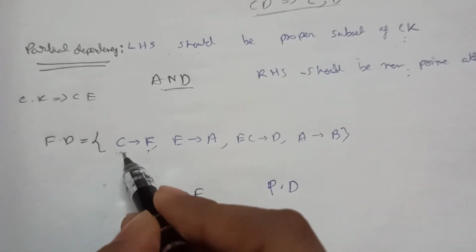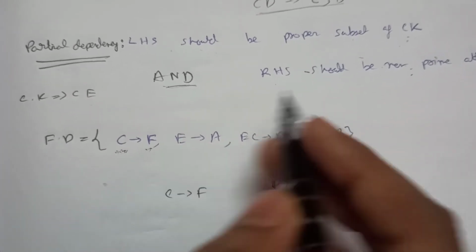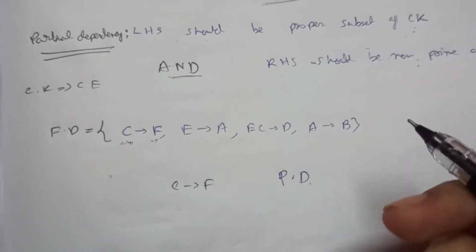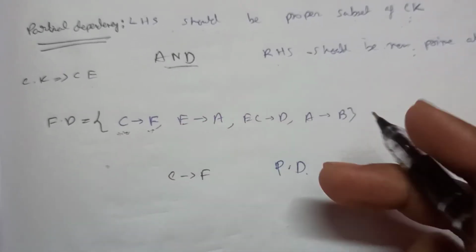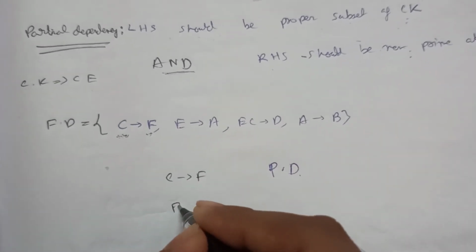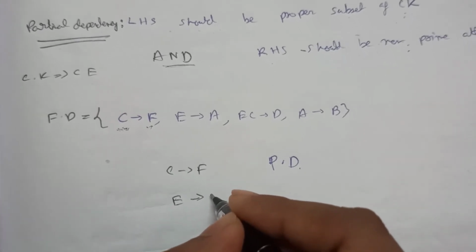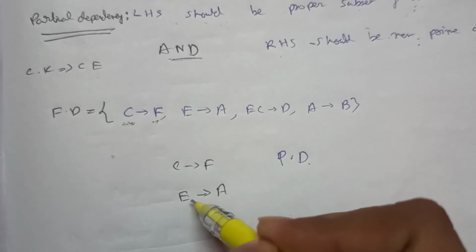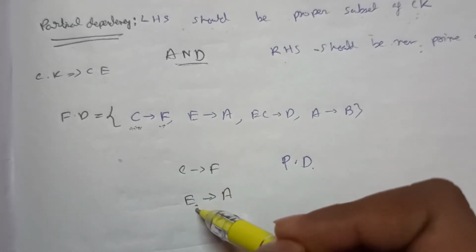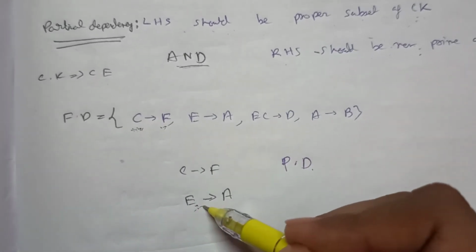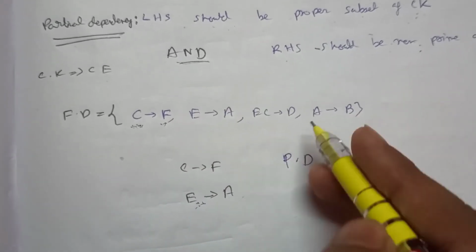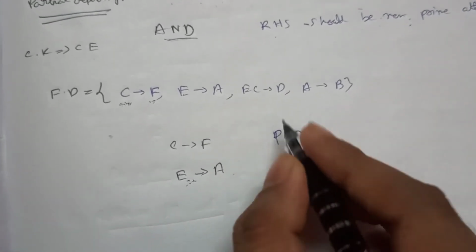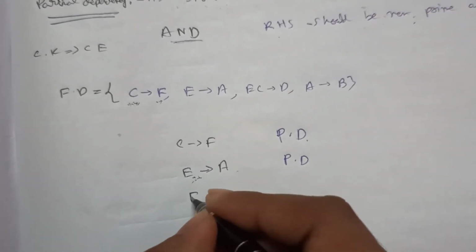Since we have our first functional dependency as a partial dependency, we can say that this whole relation is not in second normal form, but whatever, let's check for the others also. Okay, so our next functional dependency is E to A. So let's check again. E is what? E is a proper subset of our candidate key on the left hand side, and A is a non-prime attribute. So this is also a partial dependency. So we got two partial dependencies. Now let's check for the next.